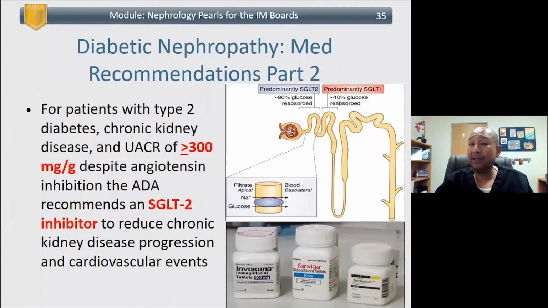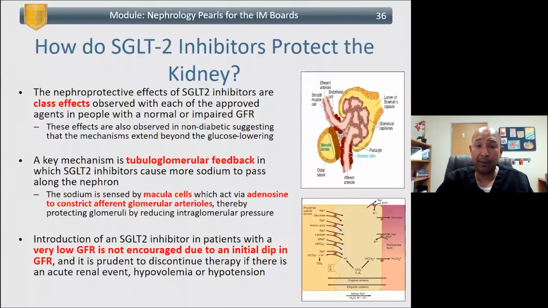So what's going to be the second recommendation after you give an ACE or ARB? Well, if you're a type 2 diabetic with chronic kidney disease, and now you have a severely increased urine albumin creatinine ratio of 300 and greater, despite using an ACE or ARB, then we recommend using a sodium glucose transport 2 inhibitor to reduce the progression of kidney disease and cardiovascular events. So let's talk about that.